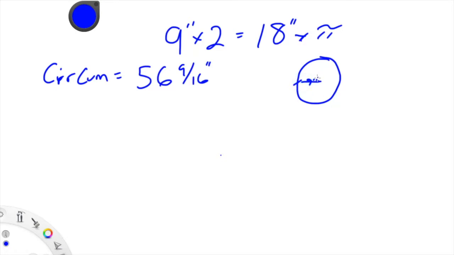Again, we don't want the whole 360 degrees. All we want is that 30. So we're going to take this circumference and divide it by 360, just like we did last time.